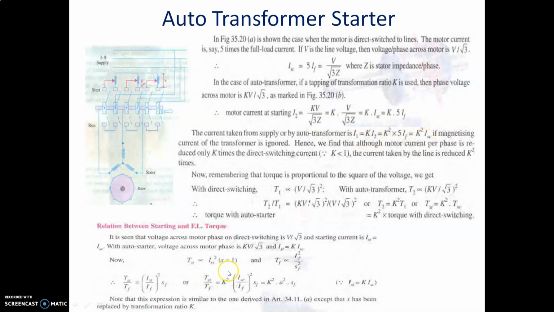Then the relationship between TST and TF is, as usual, IST by IF. Now IST is equal to K into ISC. So K square, and this ratio is A, so it is K square A square into S. This we have already discussed. Just a small recap.